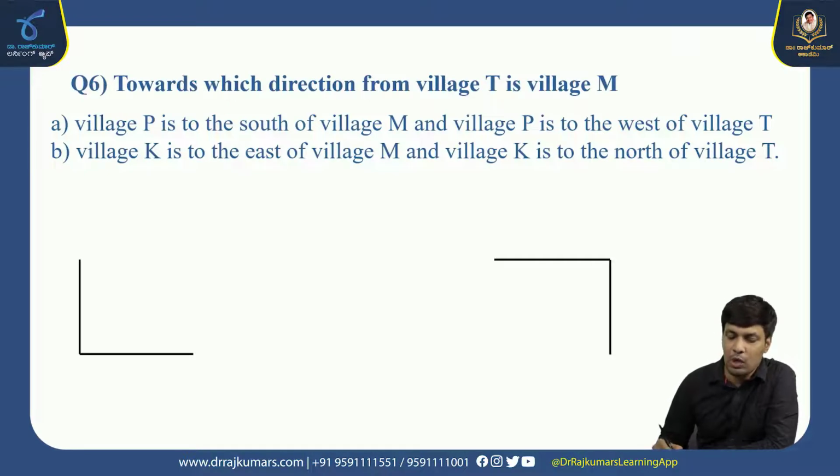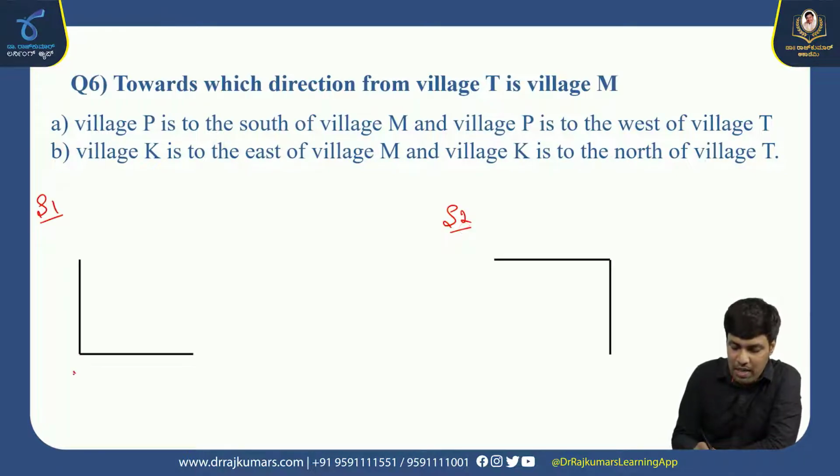Question number 6. Towards which direction from village T is village M? Statement 1. We have village P is to the south of village M and village P is to the west of village T. Second statement. We have village K is to the east of village M and village K is to the north of village T. Let's draw the diagram now.